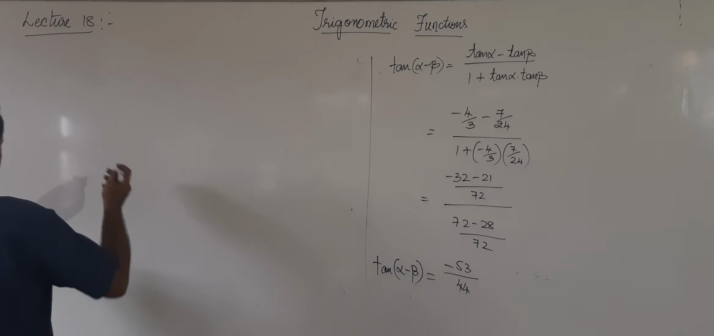If tan(alpha minus beta) is equal to 7 by 24, tan alpha is equal to 4 by 3, where alpha and beta are acute, that means alpha and beta are in between 0 and pi by 2, then prove that alpha plus beta is equal to pi by 2. Prove that alpha plus beta is equal to pi by 2.